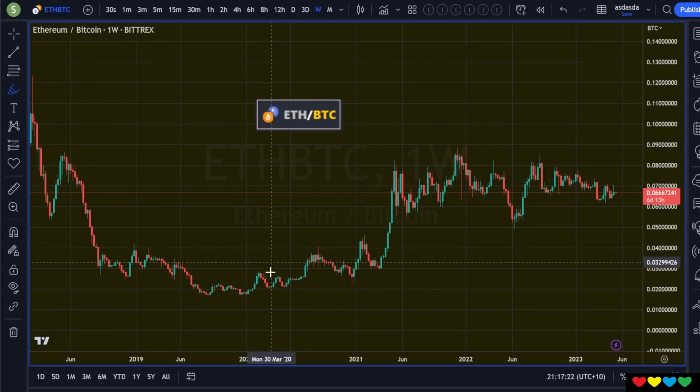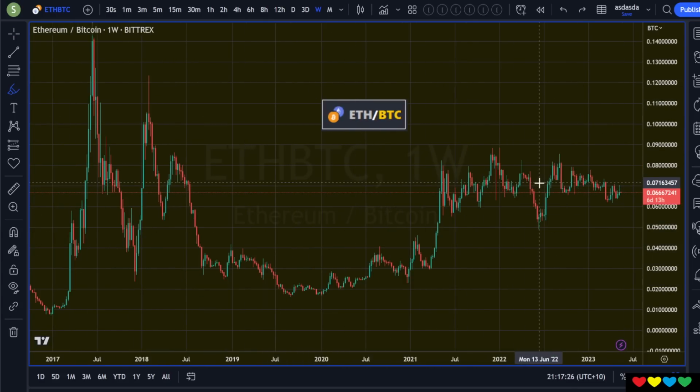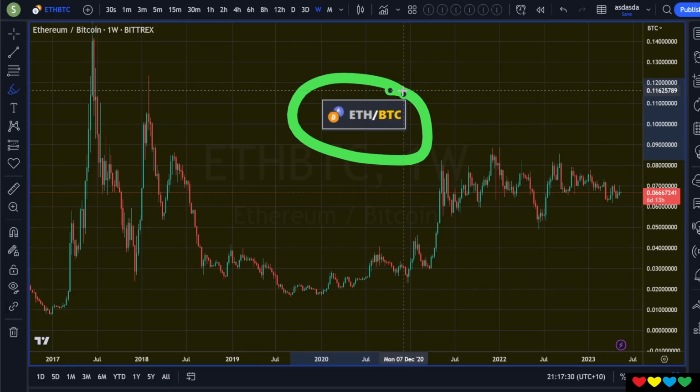So as you can see, as the bull market transpired, it went up. So think about this. Ethereum is outperforming Bitcoin. This is why I always look at the ratios. Chart everything against BTC, right?